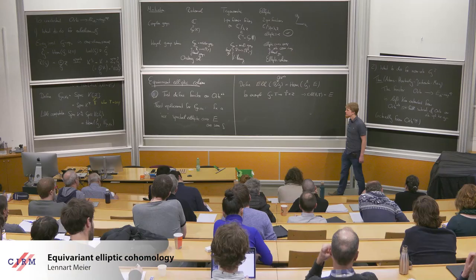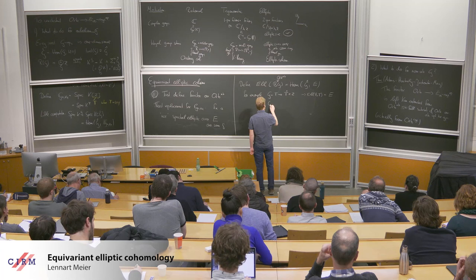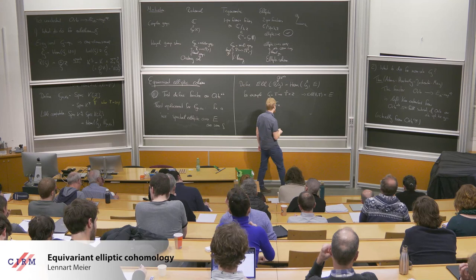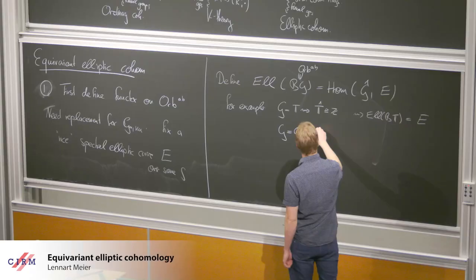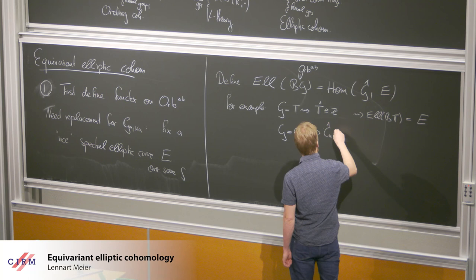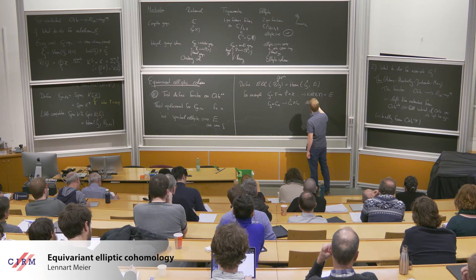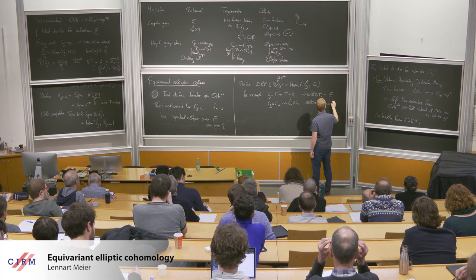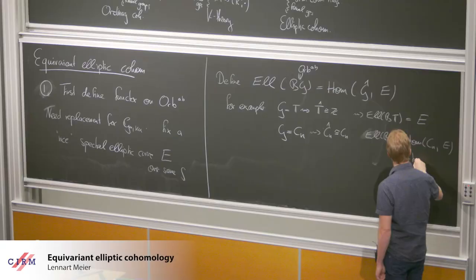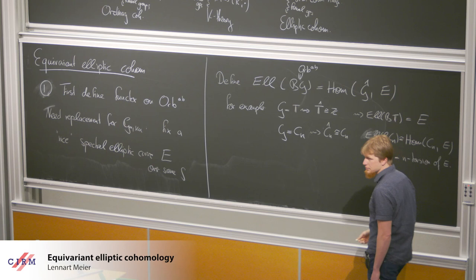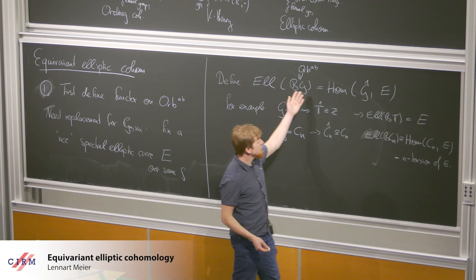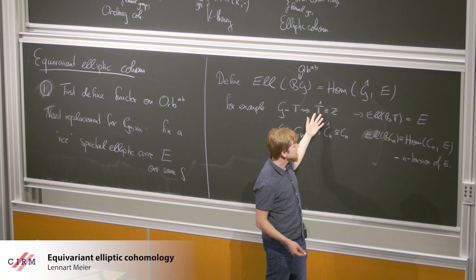And let's take another example. Let's take the cyclic group with n elements. I guess there are more groups with n elements. And then it turns out the dual is isomorphic to Cn itself again. And then we have the elliptic cohomology here: it's homomorphisms from the cyclic group to E, and these are the n-torsion of E. And if you have a general abelian group, this turns out to be product preserving, so if you have a product of two circles, then you get the product of two elliptic curves, and so on.